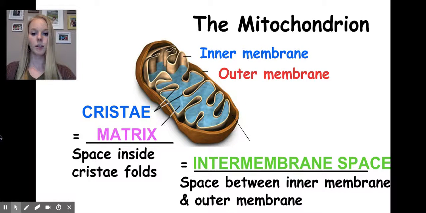The mitochondrion has an inner and an outer membrane. The space between these two membranes is known as the inner membrane space. The cristae are folds of the inner membrane, and recall that this helps increase the surface area to promote more cellular respiration. The matrix is the space inside the cristae folds. Make sure you label the mitochondria that's in your notes.